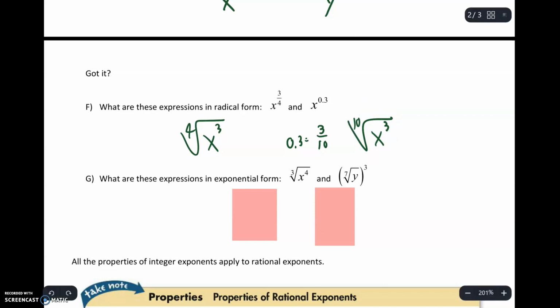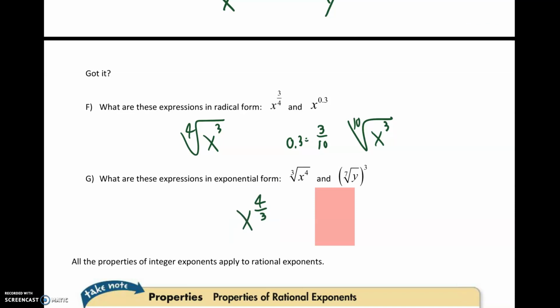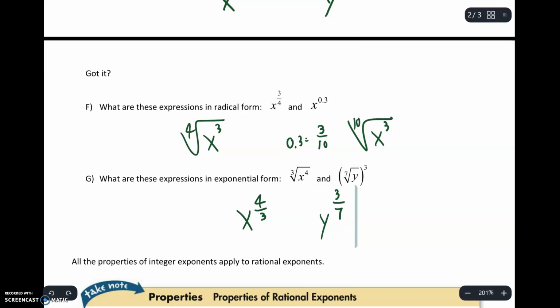So trying that again with the next couple examples, if I took a 4th power and a 3rd root, now we're just going the other way around. So 4/3 as a rational exponent, 3rd power 7th root just means that's going to be 3/7 as another rational exponent.